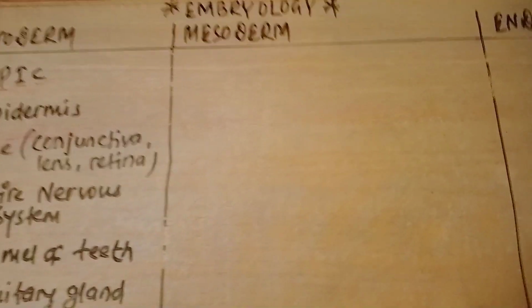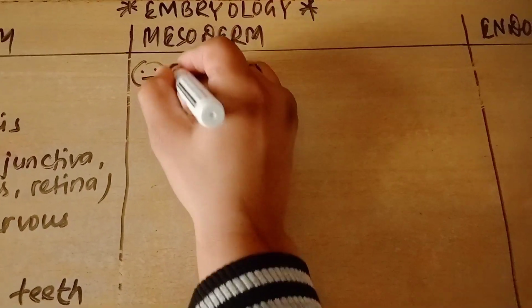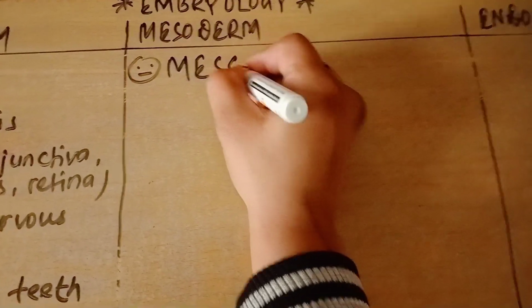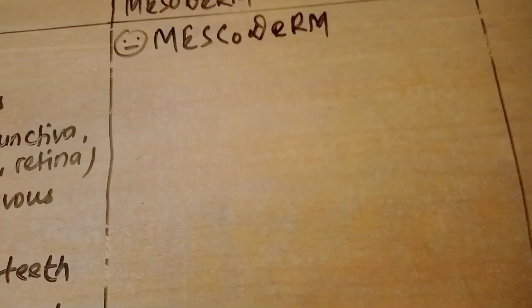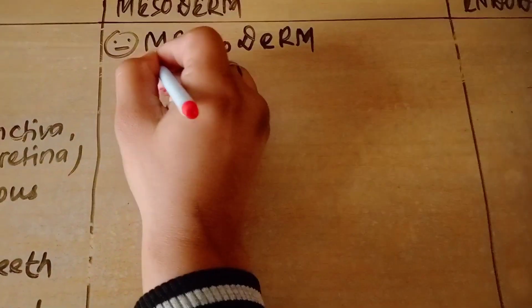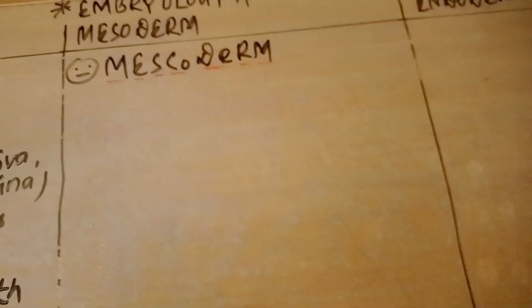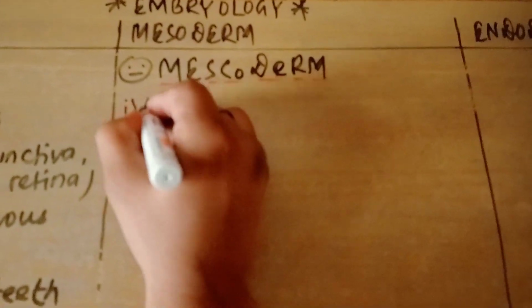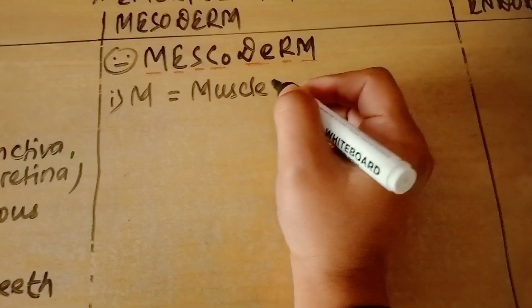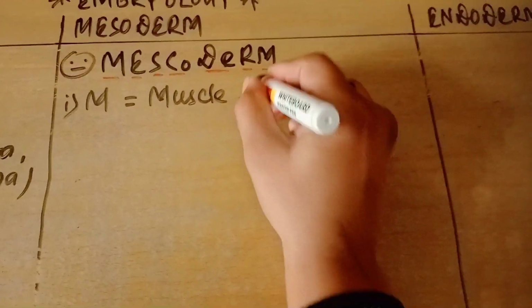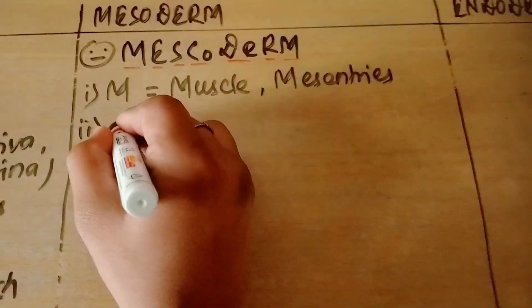Now let's move into the mesoderm. For the mesoderm we have a trick called MESODERM. In first we have M. So M means muscular system or muscle, and mesenteries. In second we have E.